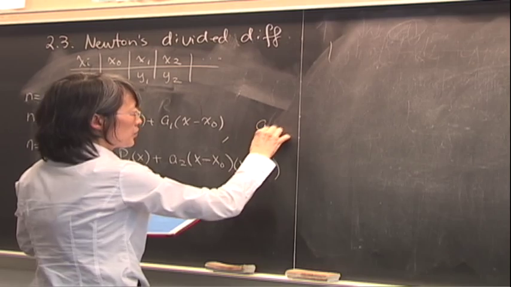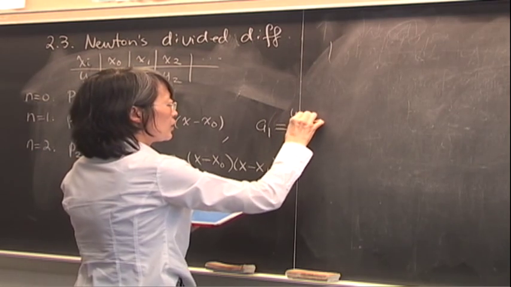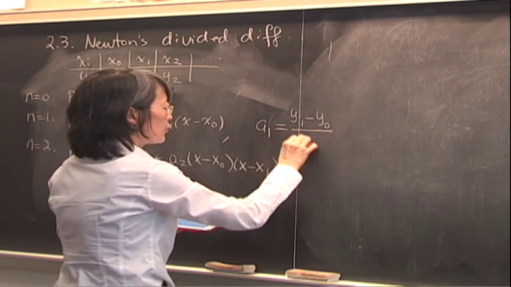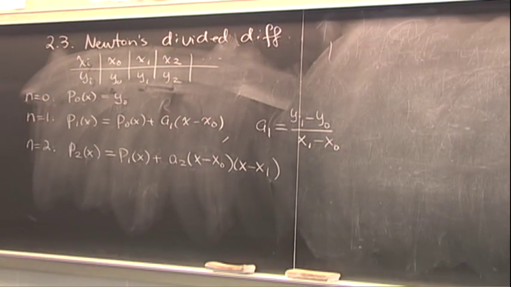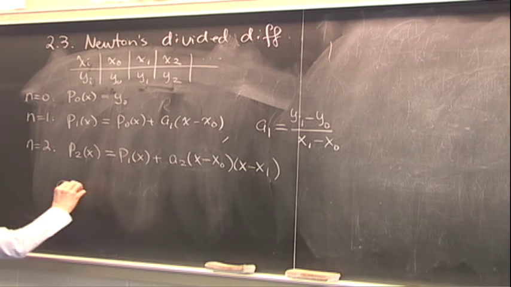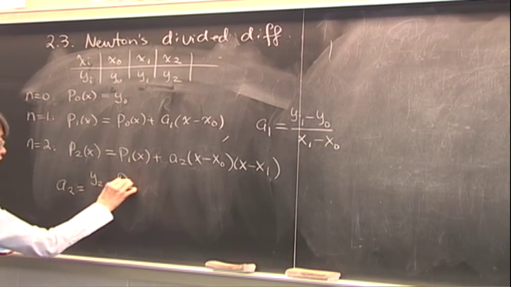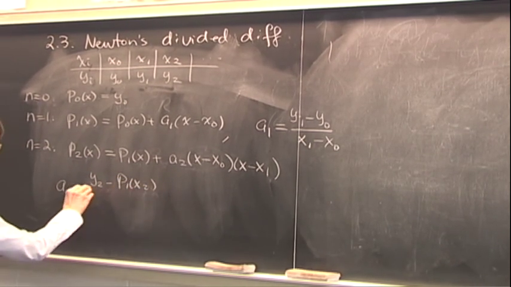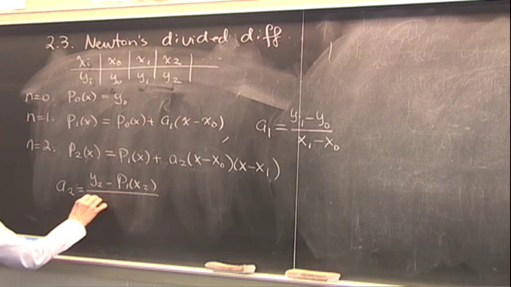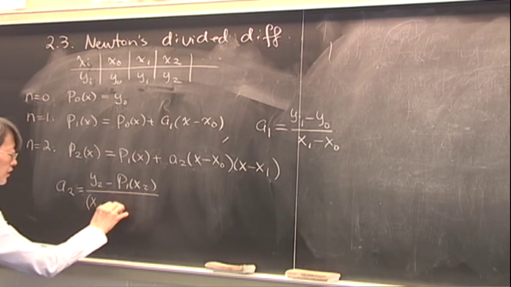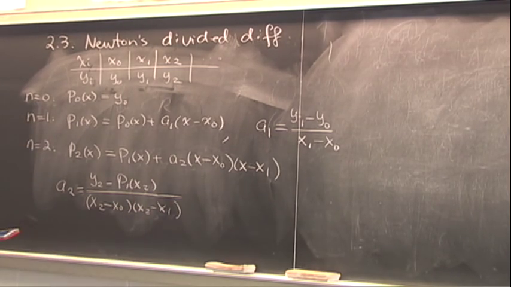So how is this A1 computed? Well, it's computed so you interpolate 1 more point. So this is (y1 minus y0) over (x1 minus x0), right? We derived it last time. And then we also derived how to compute the A2, which would be y2 minus the P1 at x2, over the denominator, which is (x2 minus x0)(x2 minus x1). So that's where we stopped last time.